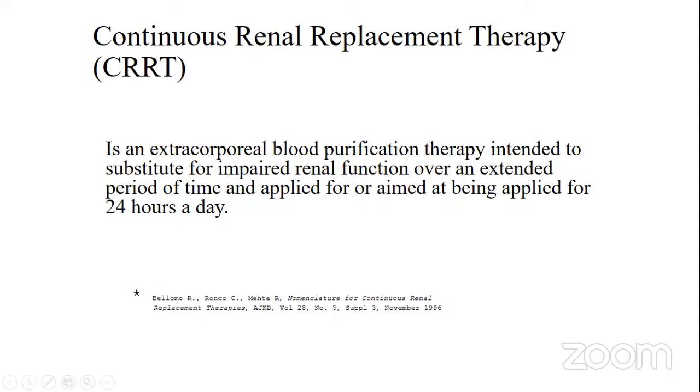So what is CRRT? This was the definition given in the earlier years. It is an extracorporeal blood purification therapy intended to substitute for impaired renal function. Nowadays, it is used not only for impaired renal function but also because of other benefits: removal of fluid, it partially supports the lungs as well as the heart. Removal of toxins during acute liver cell failure helps in supporting the liver also. And in a child with septic shock, it helps in removal of cytokines and inflammatory mediators. So it gives partial support to other organs also, along with the kidney.